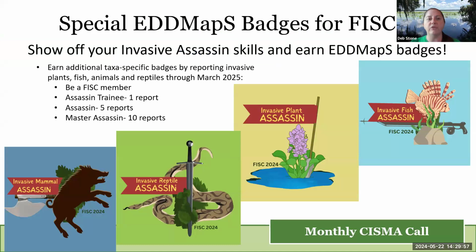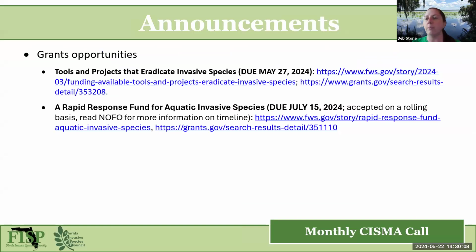Also, we have special badges within EdMaps for the Florida Invasive Species Council, tying into our symposium theme of the Guild of Invasive Assassins. You have a chance to earn those over the next year. We have a couple cool grant opportunities that are available. One is in just a few days, one is in 6 weeks or so. So you've got some chances if you've got some projects that you need some funding for.